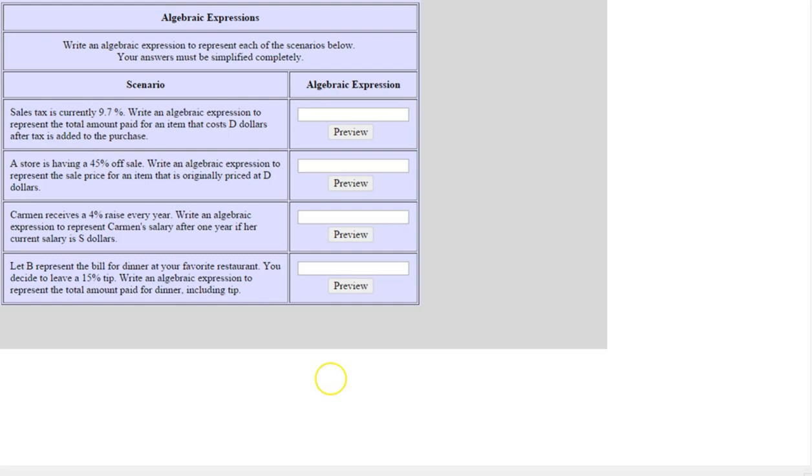Let's start by reading the directions. Write an algebraic expression to represent each of the scenarios below. Your answers must be simplified completely. So let's start with the first question. I'm going to get the highlighter ready.